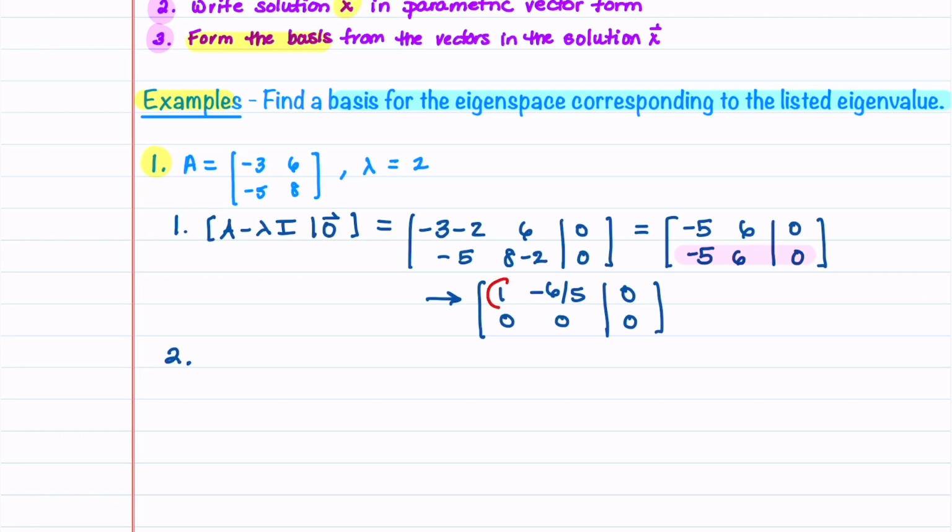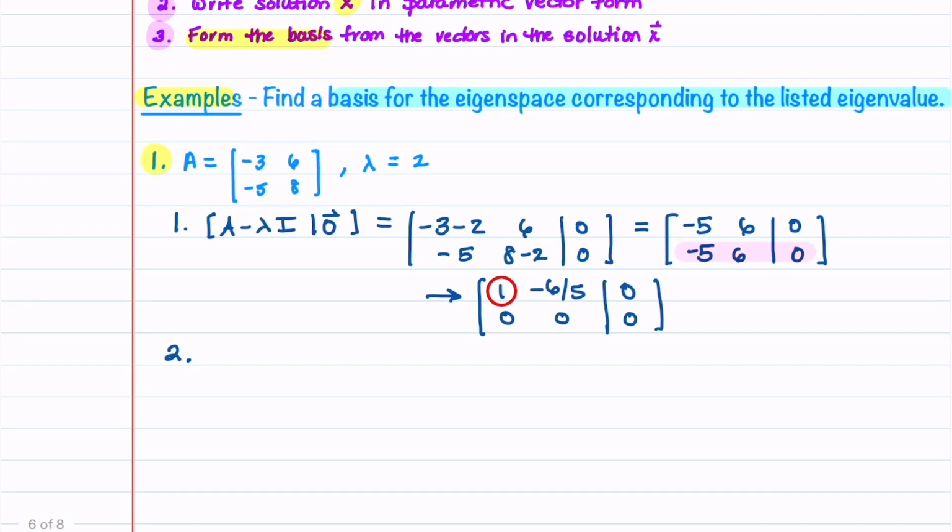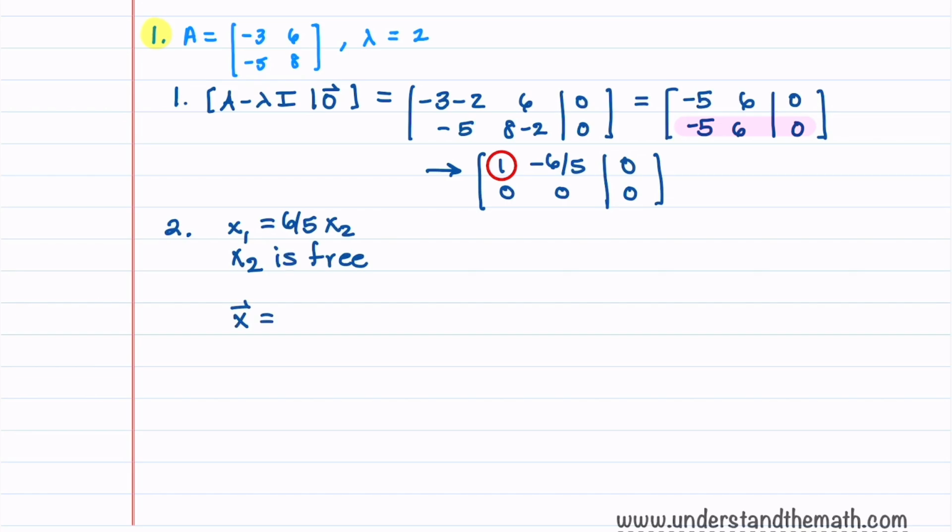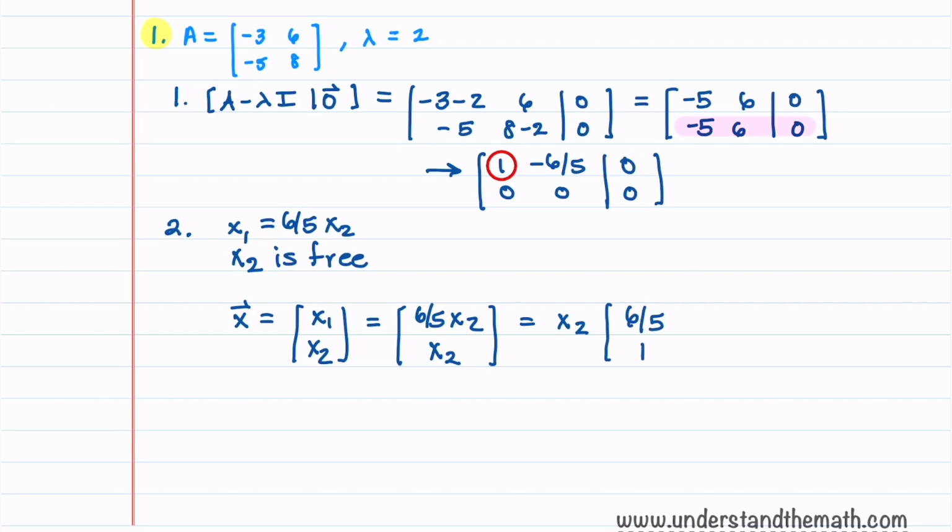Our second step is to find a solution for x in parametric vector form. If we look back to step 1, we can see that x1 is going to be equal to 6/5 x2, and that x2 is a free variable. Our vector x is equal to the vector x1, x2, and we can just plug in what we got. So x1 is 6/5 x2, and our free variable goes in as itself. We can then take the free variable out in front, and we're left with the vector 6/5, 1.